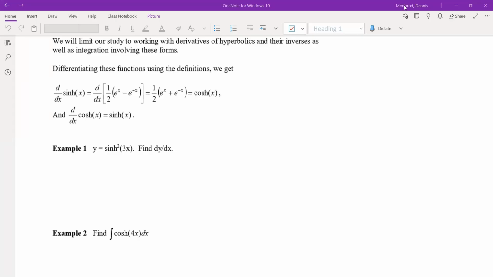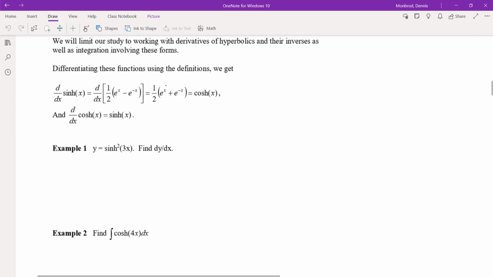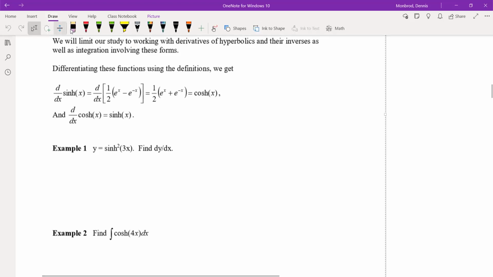Okay, we're going to work through a few of these examples here. We'll begin with, we'll note that we have these couple formulas here, this one and this one, straight from the definition. So down here, we're going to need the chain rule, though.